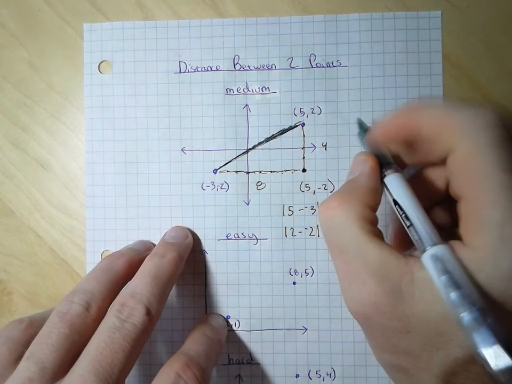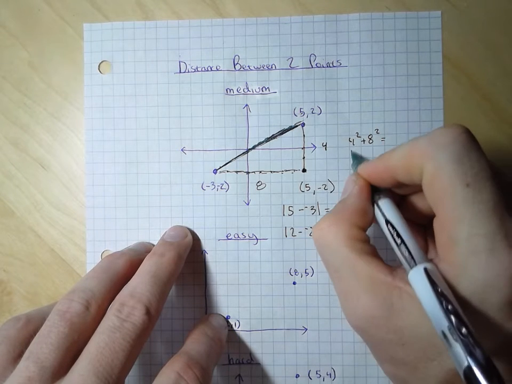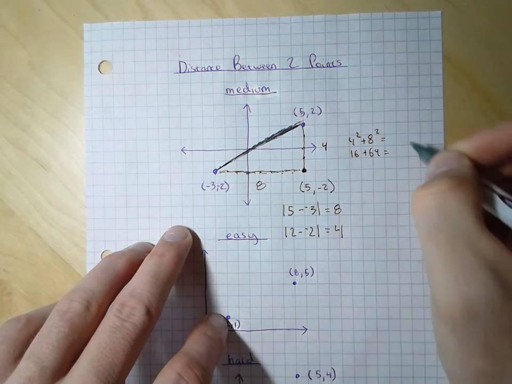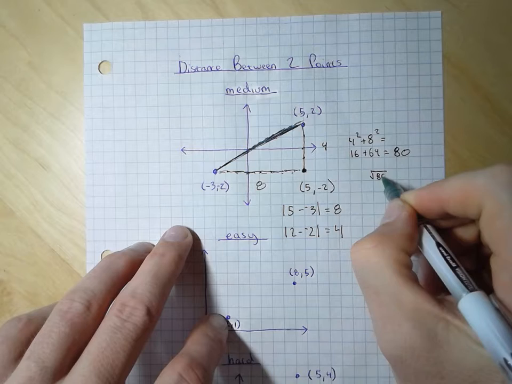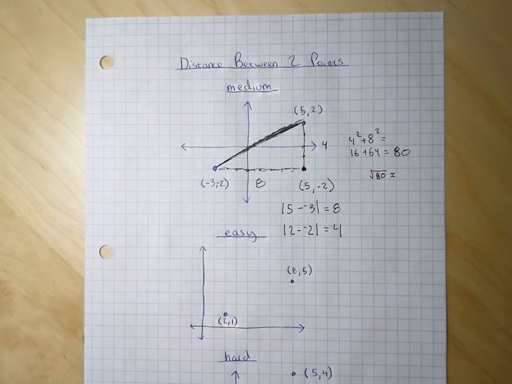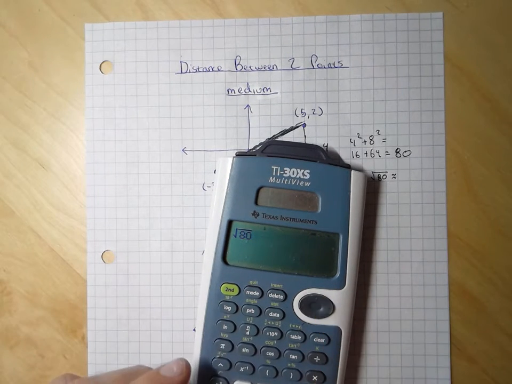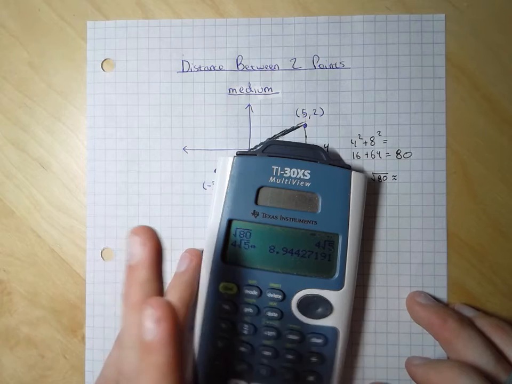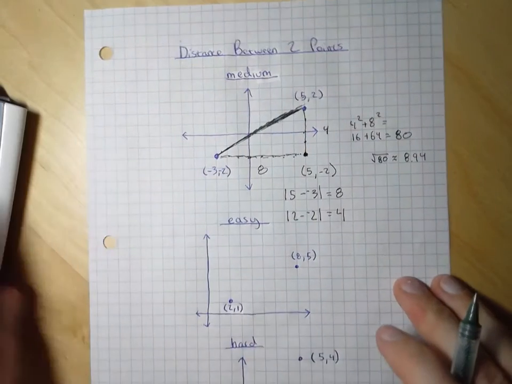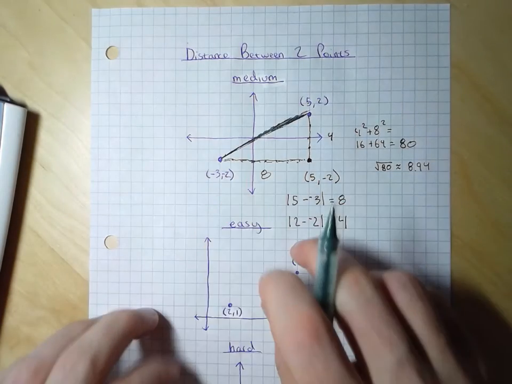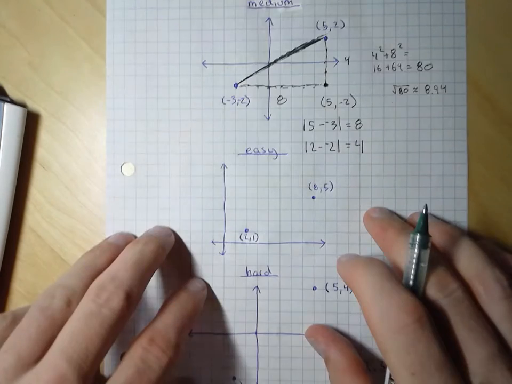And now we use the Pythagorean theorem. 4 squared plus 8 squared equals 16 plus 64, which equals 80. And the square root of 80 is the distance between our 2 points, about 8.94. And so that's what I call a medium difficulty problem, because one of the points is here with negative values. Here is an easy problem.